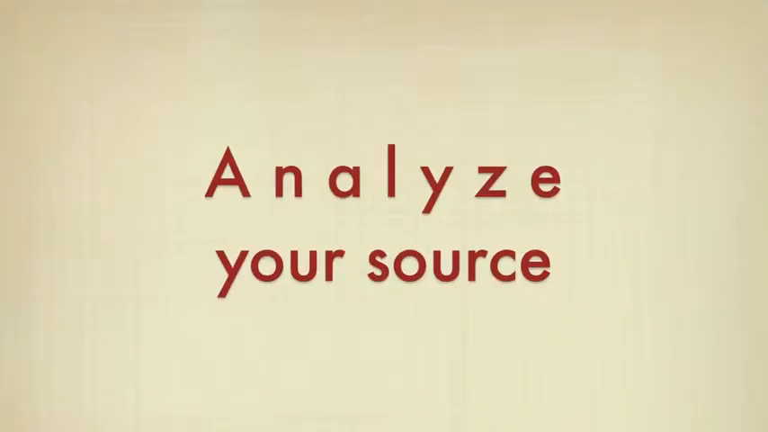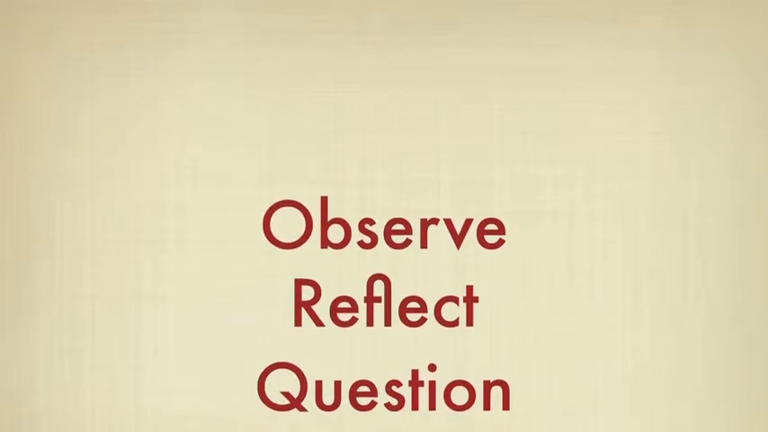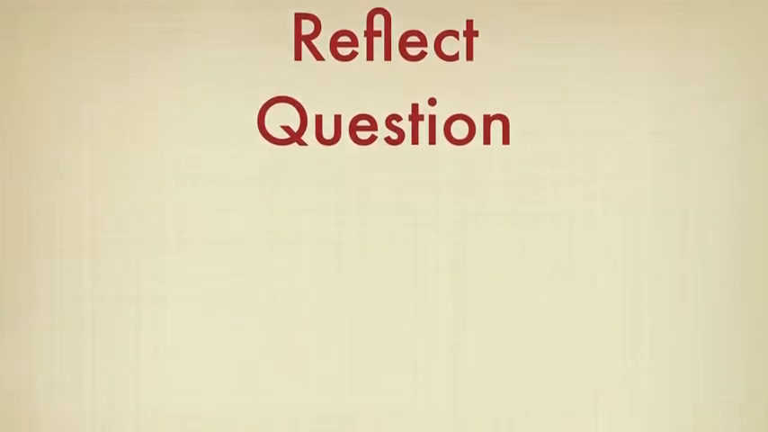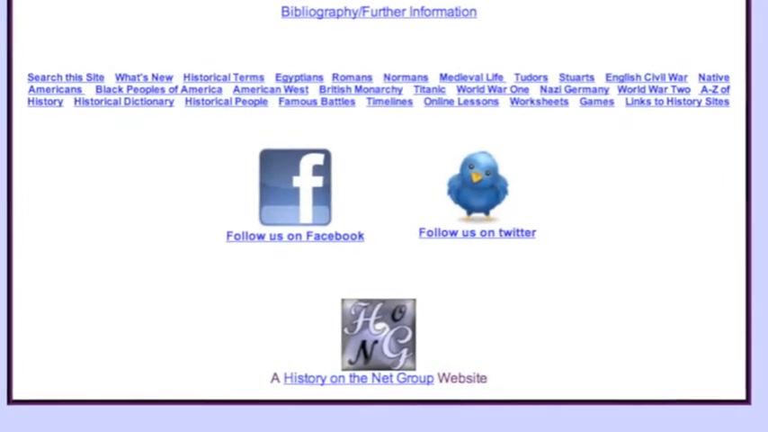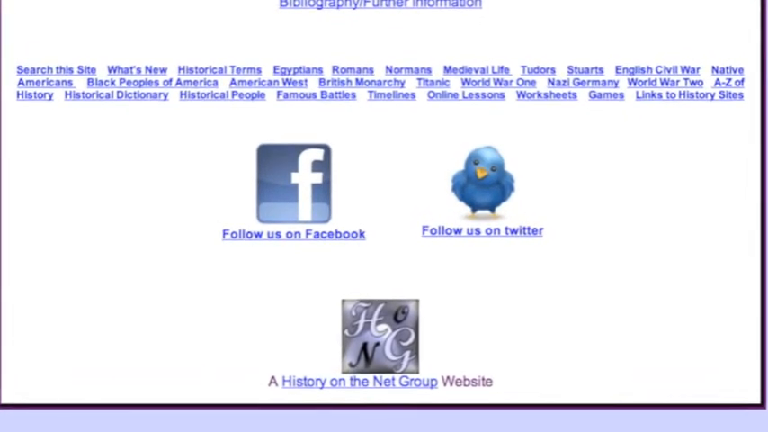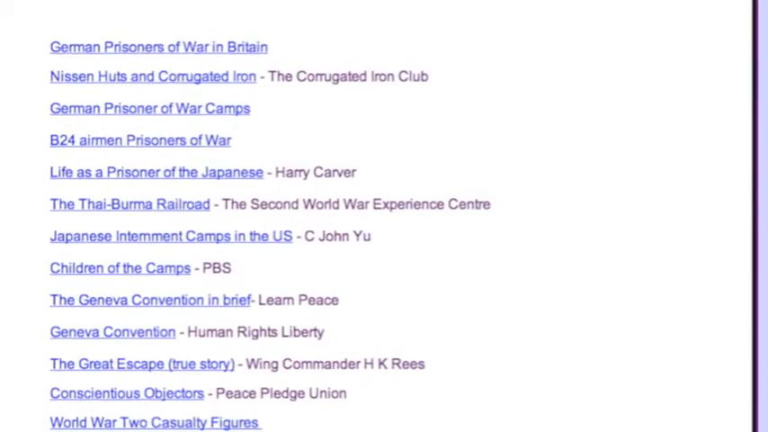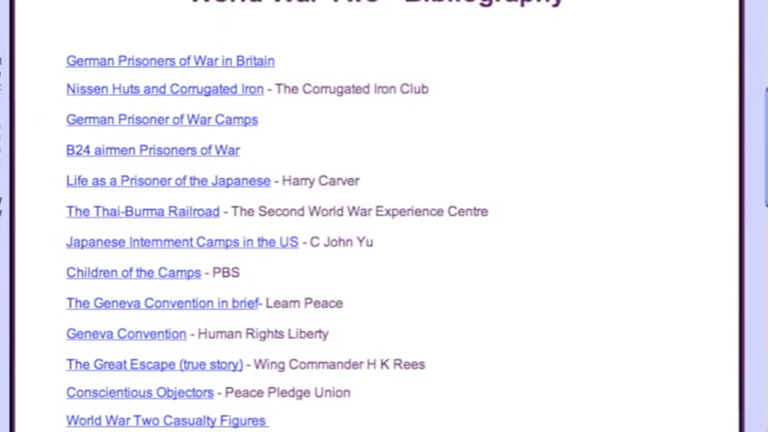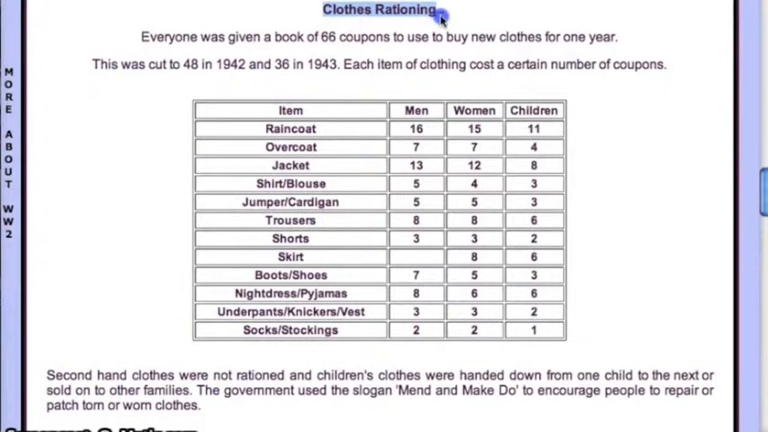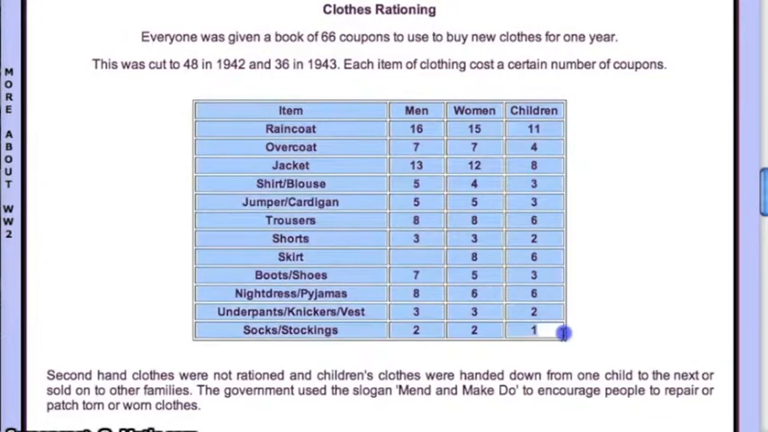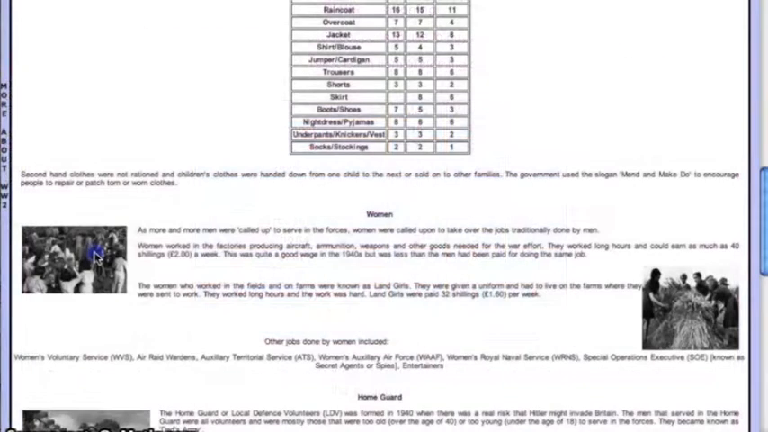The next step of covering your bases is analyzing your source. This means you need to observe, reflect, and ask questions about the source. One question that comes to my mind is, who is the author? I know this source is from History on the Net group, but who actually does the writing, and what credentials do they have? I also observed these tables showing the rations. I'm curious, where does this ration information come from? What primary source did the History on the Net group use?